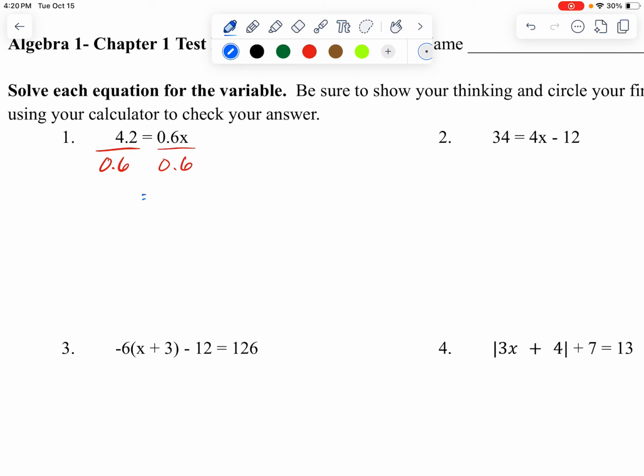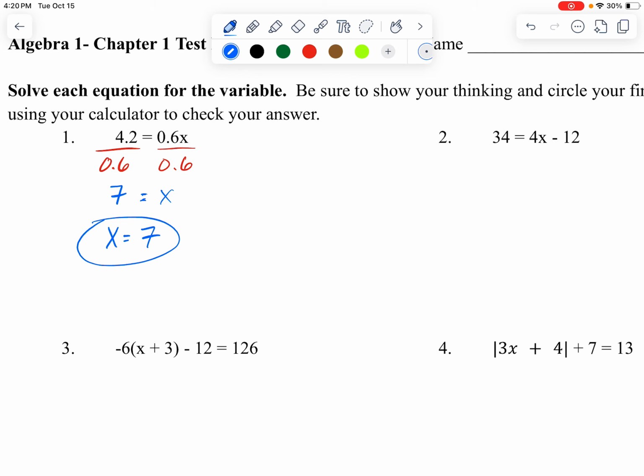And on the left, I just have to divide 4.2 by 0.6. 4.2 divided by 0.6, and you should get 7. Traditionally, we write our answer the other way, where I've got my variable first. So in the future, I will probably just do that without making it an extra step.